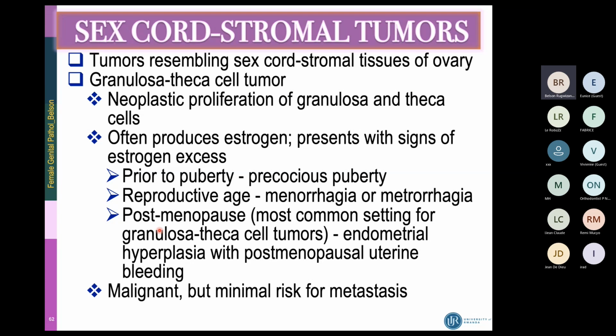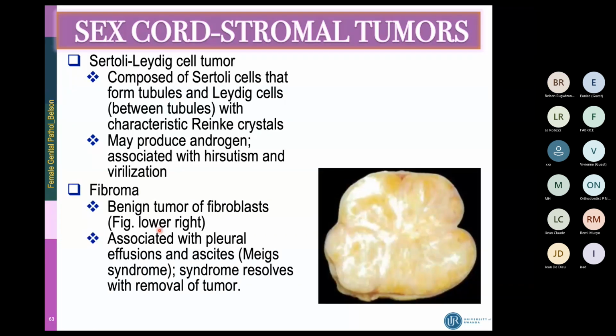So the sex cord-stromal tumors resemble sex cord-stromal tissues of the ovary. We have granulosa and theca cell tumors. They can be malignant or not, but with minimal risk of metastasizing. They are of many types. Among them we have Sertoli-Leydig cell tumor, which is of the testis, but you can see them here.